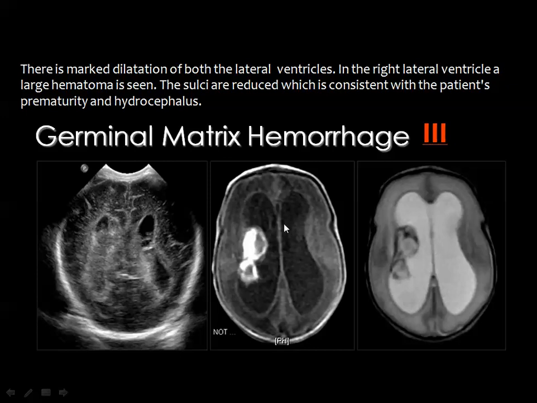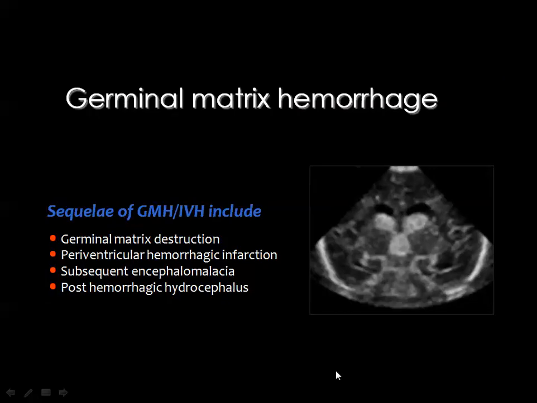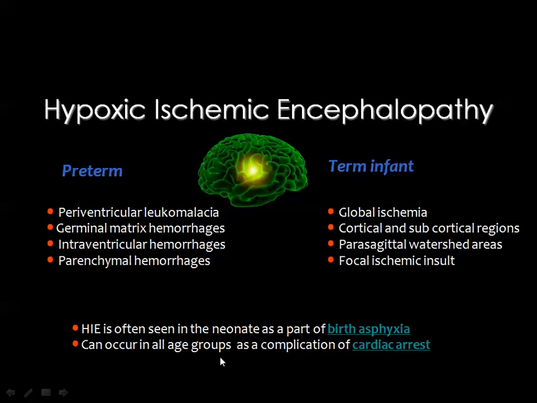In MRI, the ventricles are considerably dilated and they contain blood of high signal in the T1 and relatively decreased signal in the T2, denoting the presence of subacute blood products. Germinal matrix hemorrhage will lead to destruction of the germinal matrix, will lead to periventricular hemorrhagic infarctions, and when hemorrhage regresses, it will leave areas of encephalomalacia, and due to the obstruction of the CSF pathways, there may be hydrocephalus.